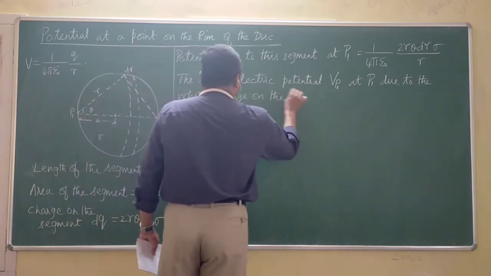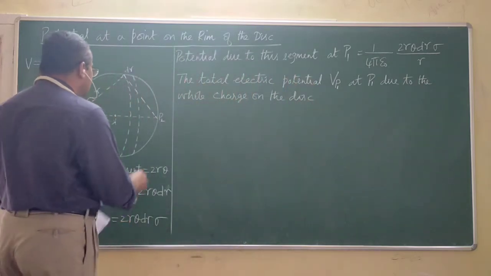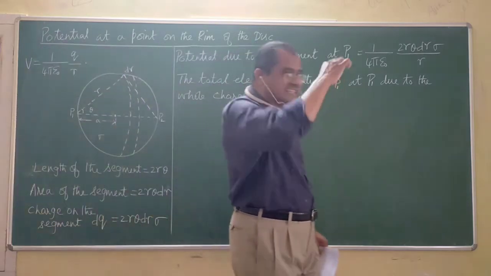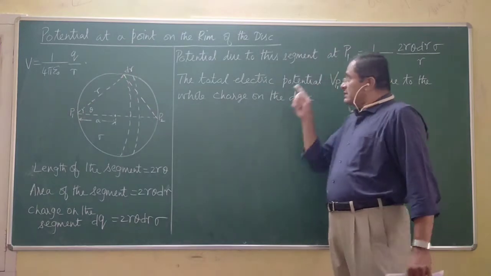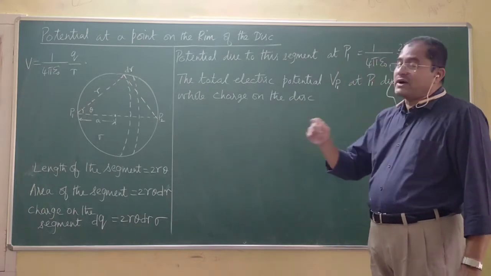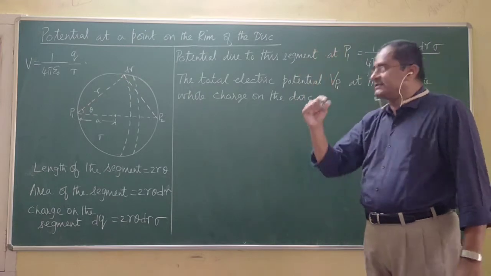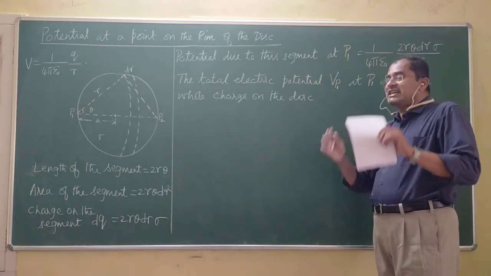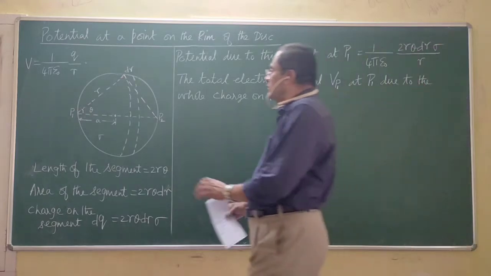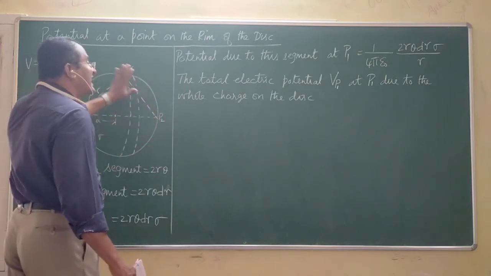Whatever charge you have calculated is the charge lying on the rim alone, the segment alone. This expression is giving us the potential at P1 due to this small rim, or call it segment. Total potential can be obtained at P1 only if you take the charge lying on the entire disk.